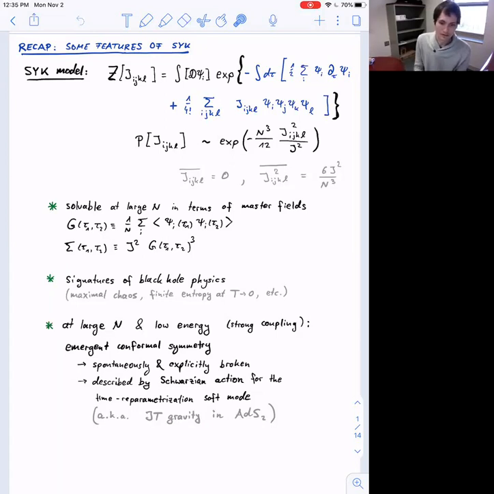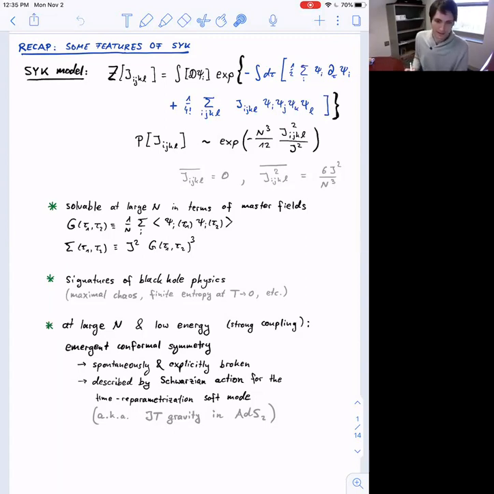Now, of course, a complete holographic understanding of this SYK model is still missing, but many of the features at low energies are described by this JT gravity theory. And because of these features, SYK has become an important toy model for holography, but also for studying questions about strongly coupled quantum systems.